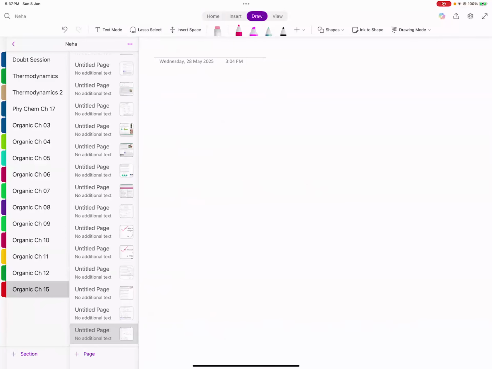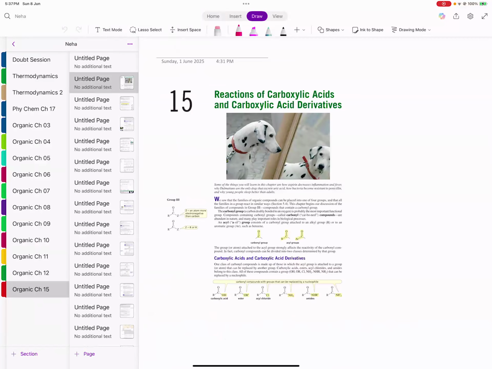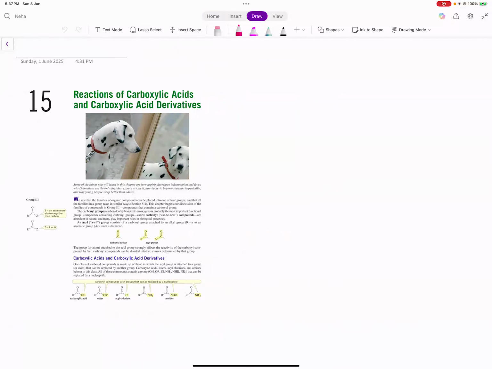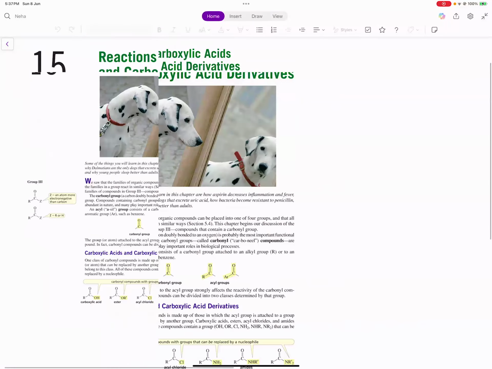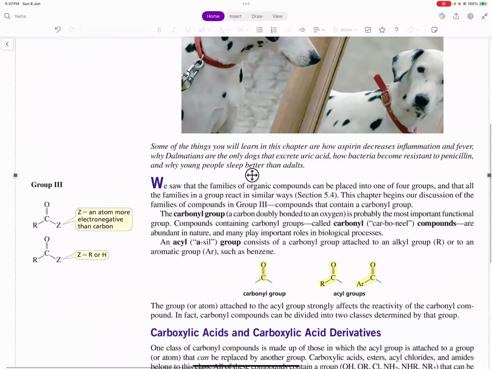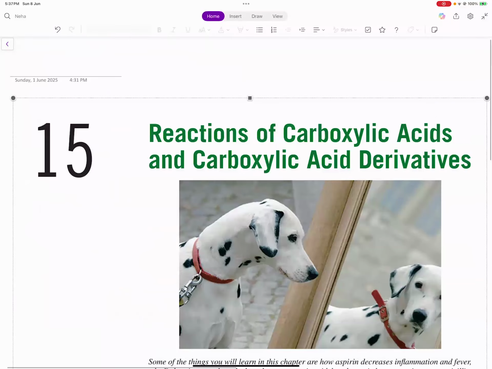Okay, now we enter this new chapter. See how nicely they have opened this chapter.